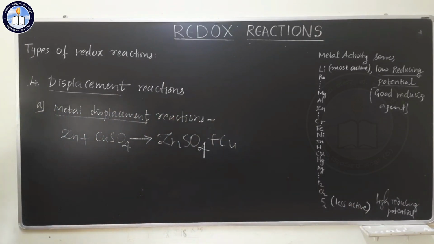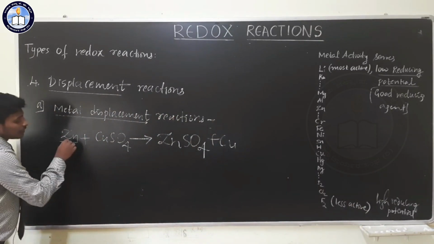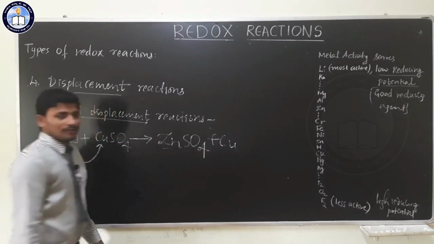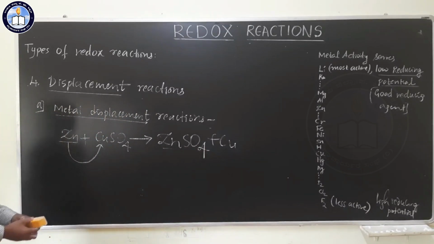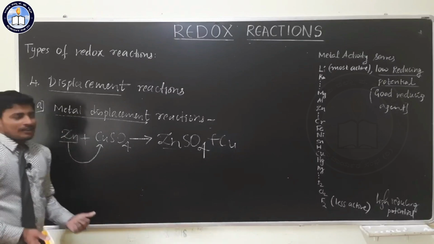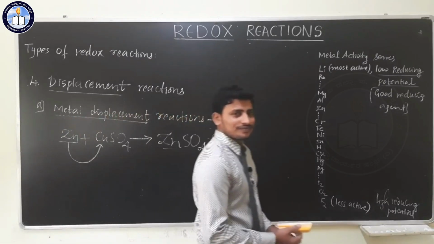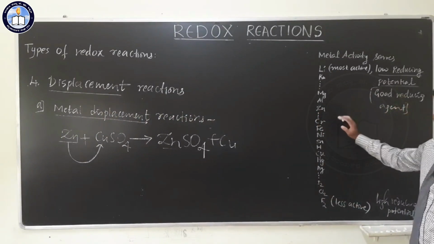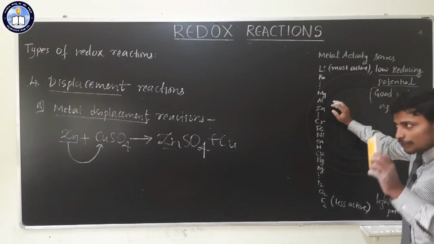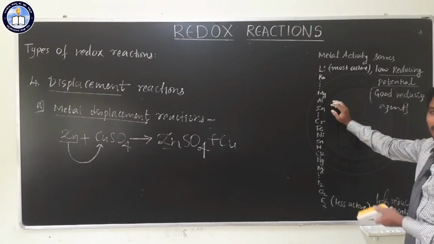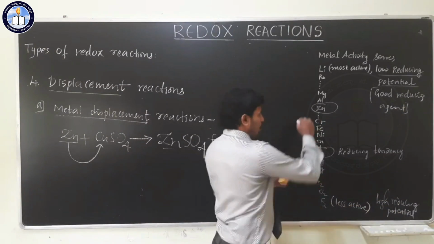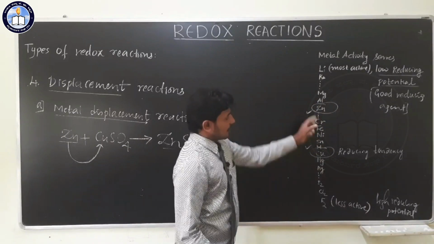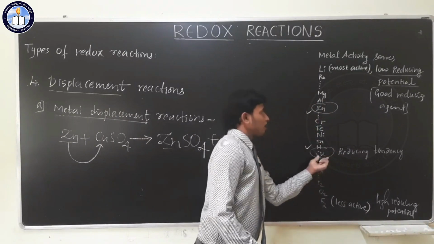See this. What happens? The zinc displaces copper, and we are getting zinc sulfate as well as copper. The displacement tendency or property is decided by the metal activity series. In the metal activity series, the elements which are placed at the top replace or displace the element below. I just have to compare copper as well as zinc. It's clearly, I already mentioned that the reducing tendency of copper is more than that of zinc.